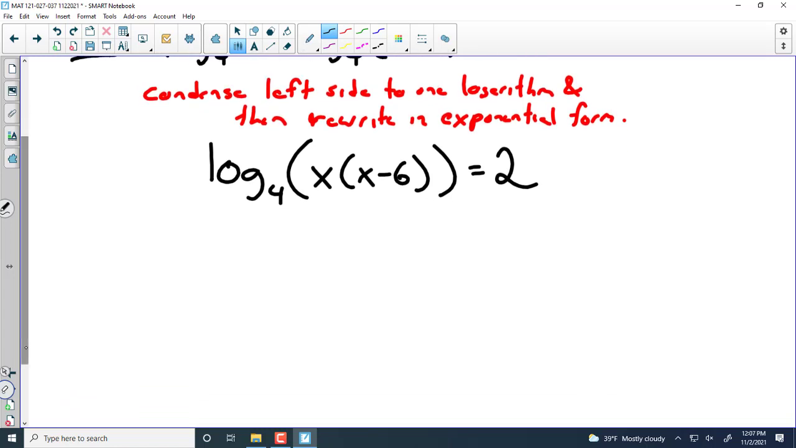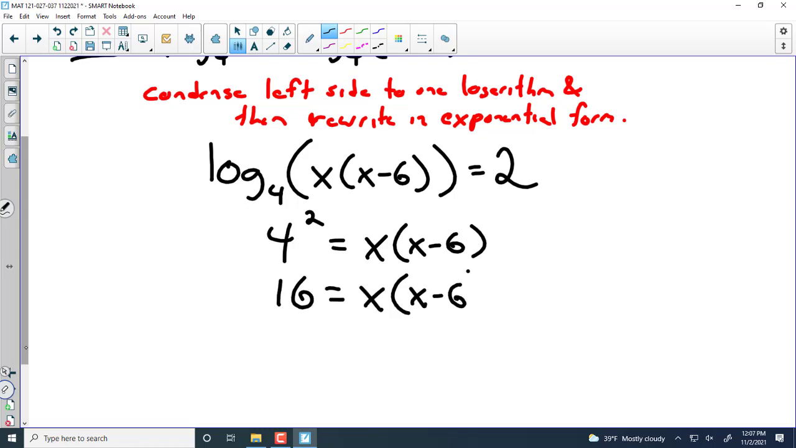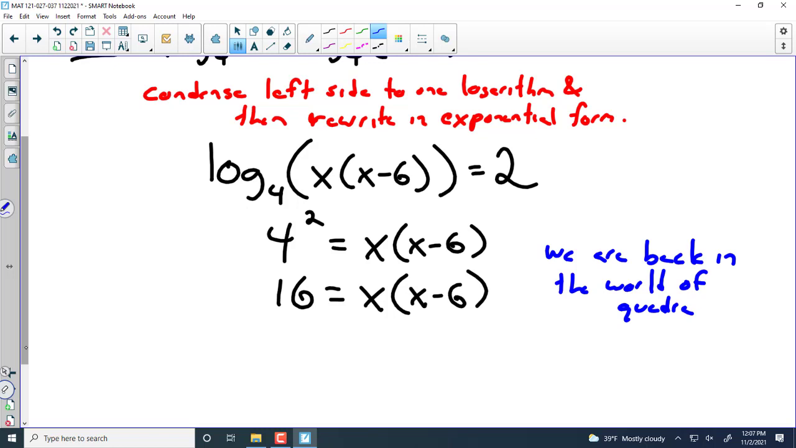What is my base? 4. What is my exponent? 2. Four squared is 16. And suddenly, we are back in the world of quadratics.